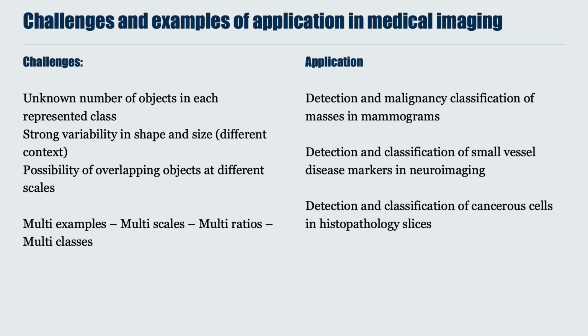It's especially true when you think of different types of lesions or different types of tumor, for instance. You may have also some overlapping objects at different scales. So we saw earlier the duck that was overlapping over the dog. You can have very similar things in medical imaging, obviously. And you may as well have a need for multiple examples, multiple scales, multiple ratios, multiple classes. So you need always to consider all the different challenges that you may have with respect to your application.